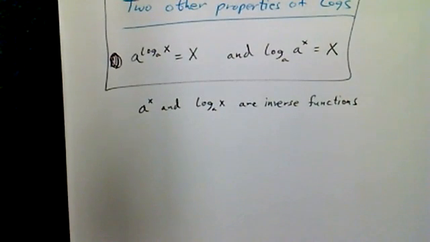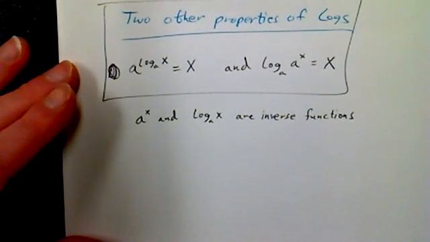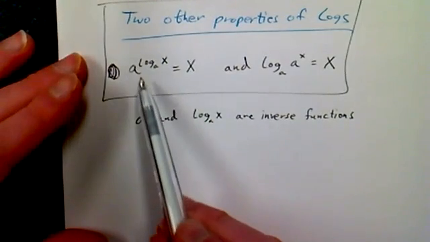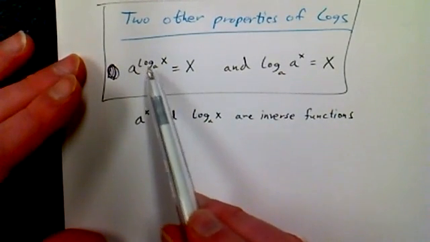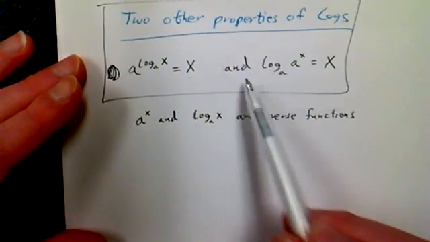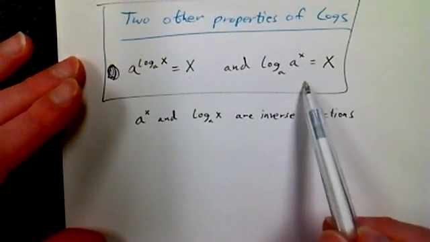Hey guys, there were two other properties of logs. This was actually back from 4.3 that I wanted to mention, just in case I forgot. And that is that if we have a base raised to a log of the same base of x, that's just equal to x. And log base a of a to the x is equal to x. This one's a little easier to see.